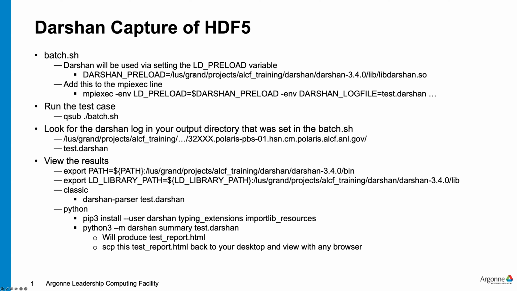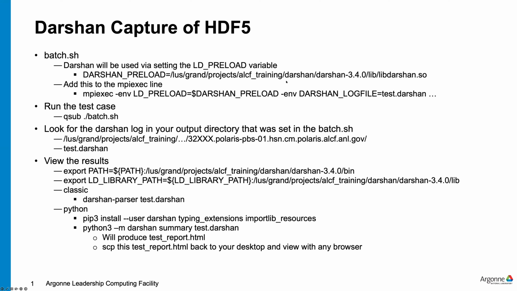I don't recommend setting this directly in LD_PRELOAD because everything you do in your script will be trying to load this. We've generally tried to harden it so it doesn't crash on something like ls. But my recommendation is to set some variable like this. Then to the MPI exec line, you just add -env, set LD_PRELOAD, and then DARSHAN_PRELOAD. Now, whatever binary you run will load this library first, and Darshan will intercept IO calls to record information about it.